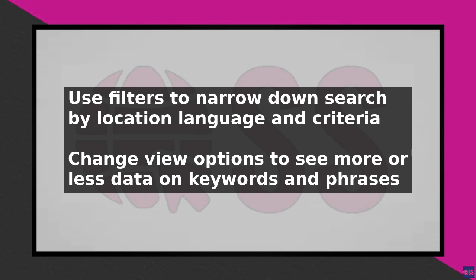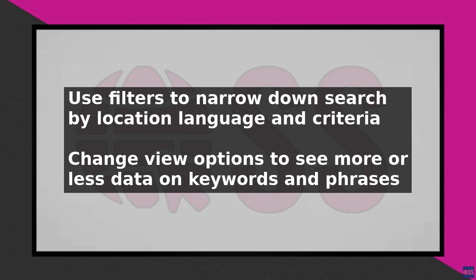To get more specific results, you can use the filters on the left side of the page to narrow down your search by location, language, and other criteria. You can also use the options at the top of the page to change the view and see more or less data.